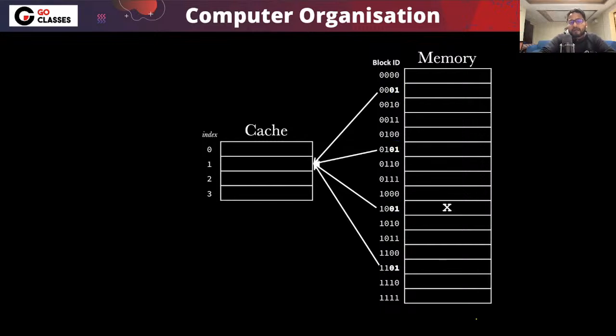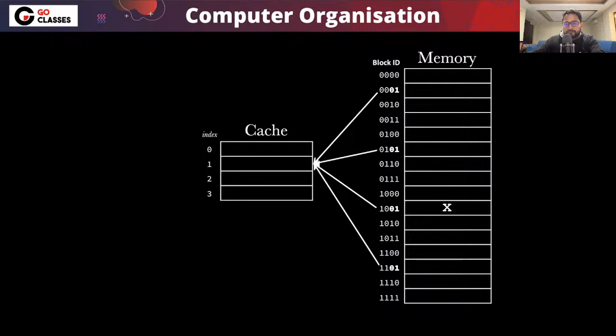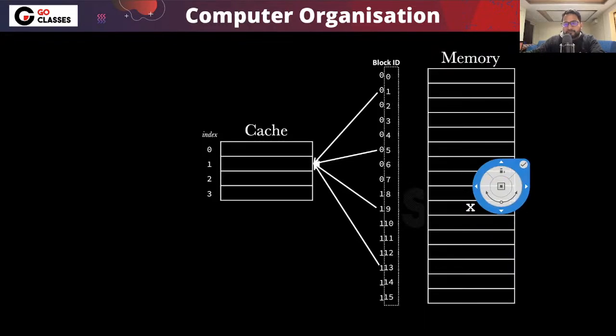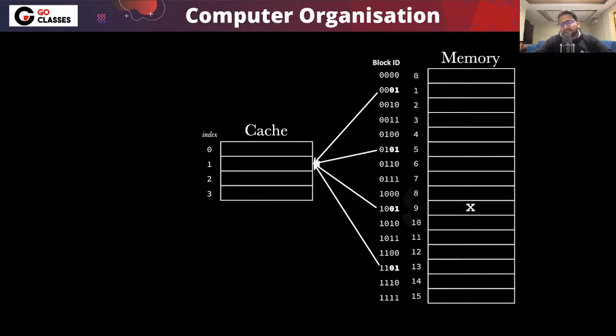Earlier I was writing in decimal, so maybe I can just copy that there also. These are the decimals, and I'm mapping 1, 5, 9 and 13. I'm mapping these 4 into just 1 line. Now if you notice, this last 01 is common in all of these.